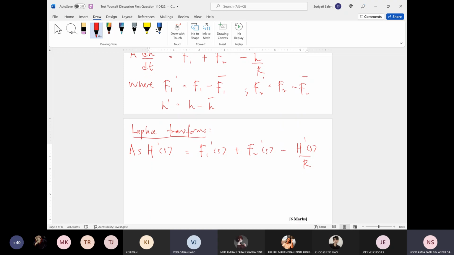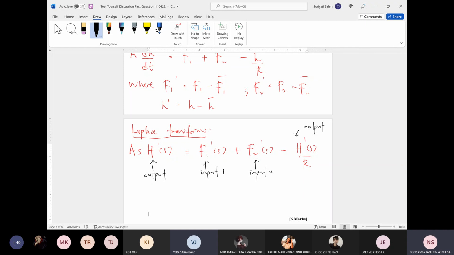So here, if we try to categorize it, F1 is your input 1, F2 is your input 2, and lastly, the H' is your output. So the output appears on the left and the right hand side of the equation. So you can do the factorization later on. In this case, it is important to classify the variables. Why? Because we want to know how many transfer functions can be obtained, either single transfer function or double transfer function.